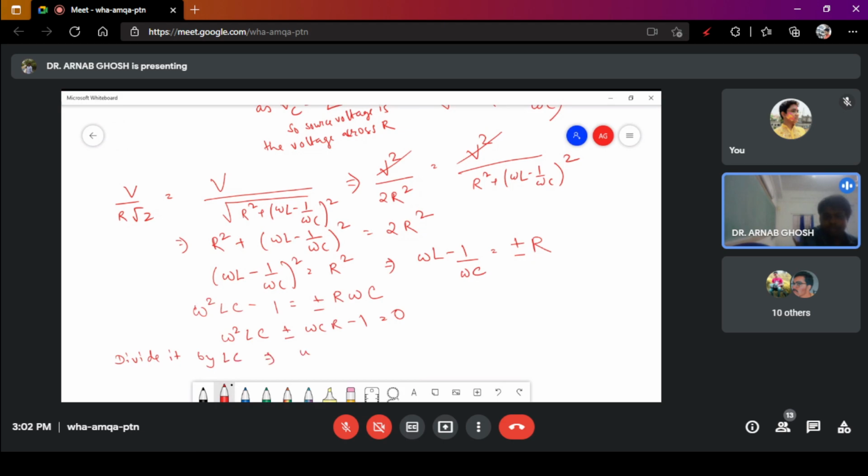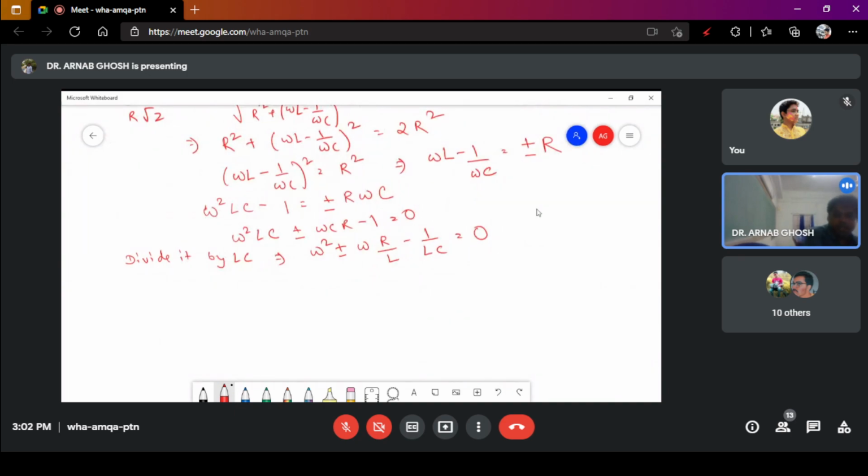So this is becoming omega square plus minus omega R by L minus 1 by LC is equal to 0. Right? So you just write the two roots of the equation. How will you write the two roots? This is minus b plus minus root over b square minus 4ac by 2a. Similarly, I will write this equation. So this will become plus minus r by 2l plus minus root over, right?